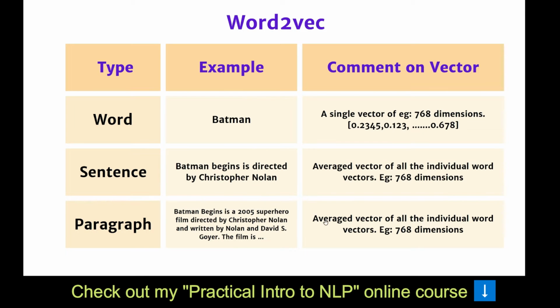But when it comes to Word2vec, unlike TF-IDF, instead of a single value, we have a single vector that is of 768 dimensions or whatever dimensions you trained for. And for a sentence, you have a dense vector instead of a sparse vector. So instead of 50,000 dimensions, etc., you have a dense vector that is of 768 dimensions or 360 dimensions, etc. And similarly for a paragraph, you have a dense vector as well, which is of fixed dimensions.